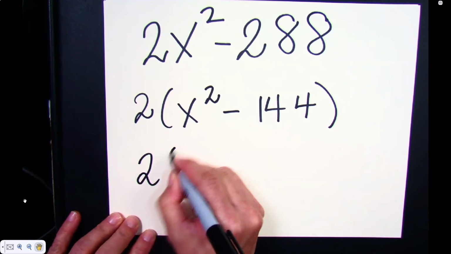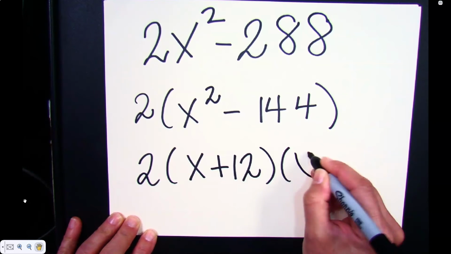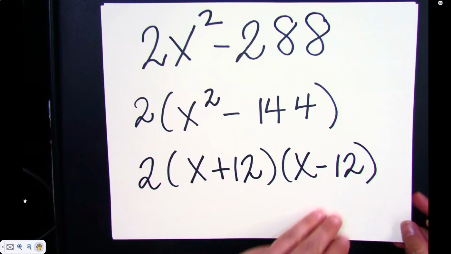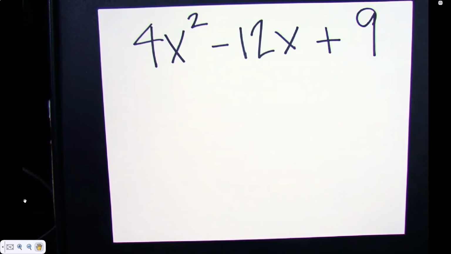So remember, a difference of 2 squares has the opposite sign in the middle. They don't have the same sign like a perfect square trinomial does. That's it. That's the answer for that. I should have boxed that in, but I forgot.